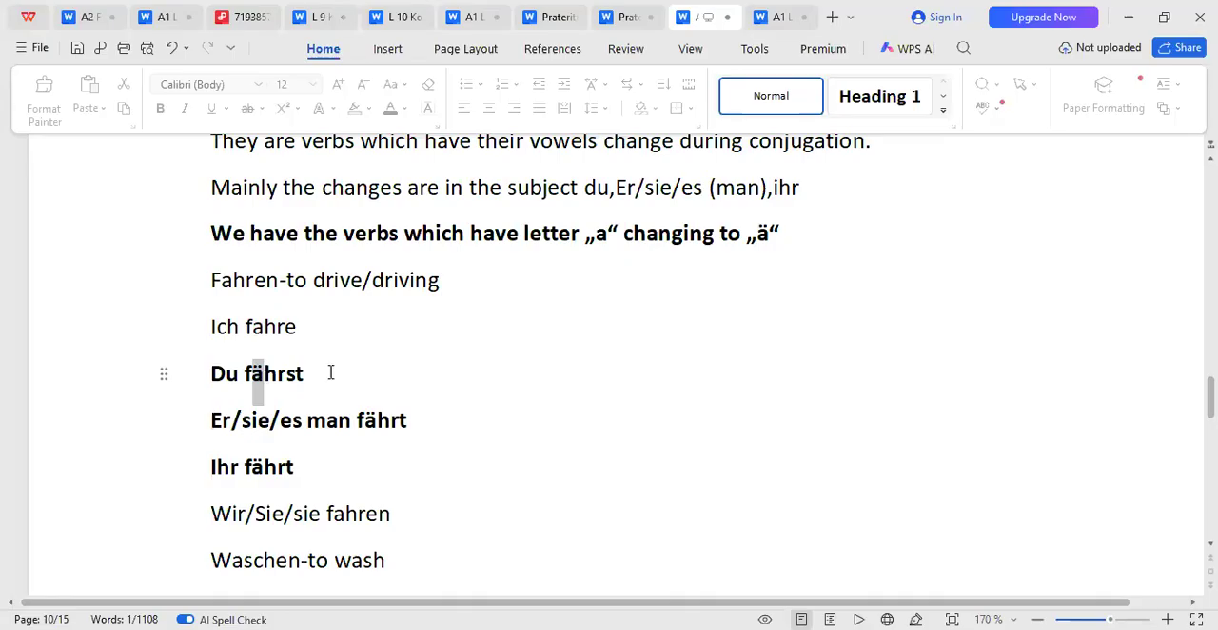So check with me. The rules of conjugation maintain. We have du, but we have an st ending. The rules maintain. We have er, sie, es. The t maintains. The en maintains. So it is only the vowel that changes. We have some verbs that you know through reading, A changing to A umlaut. And the changes only happen with du, er, sie, es, and ihr.